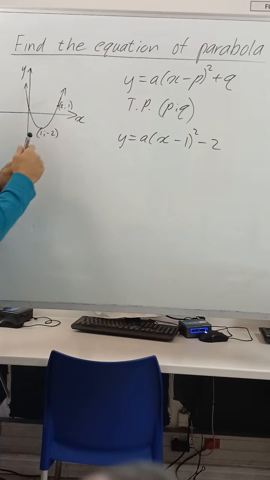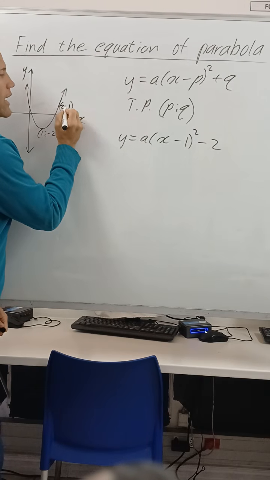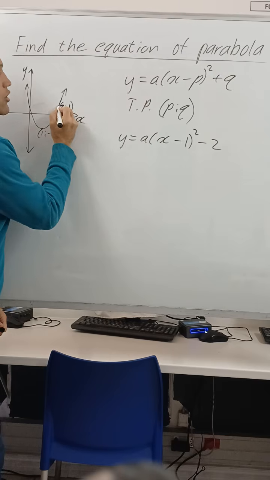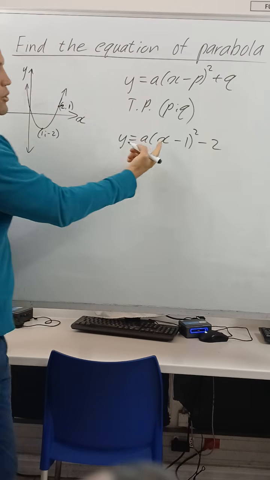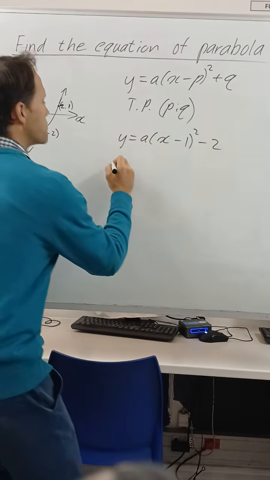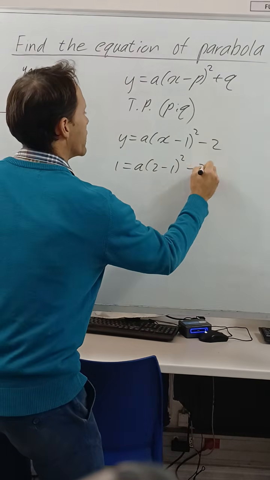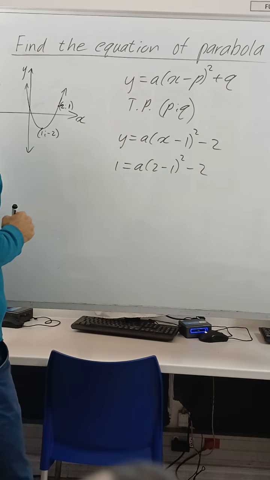Now we take the other coordinate, (2, 1). They gave you (2, 1). That is a coordinate on the graph. So you put it in the place of x and y. (2, 1). Substitute. 1 = a(2 - 1)² - 2. Now you can solve for a again.